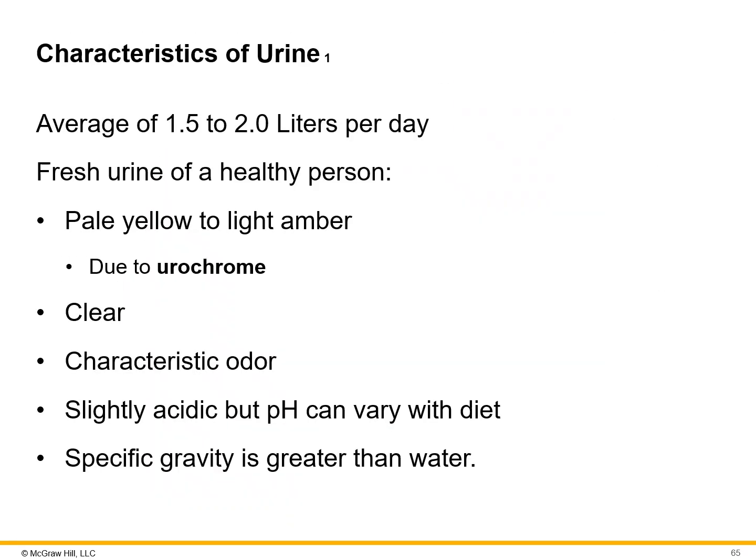Okay. Characteristics of urine. So a healthy person should have pale yellow to light amber urine. That is due to the urochrome, which we talked about earlier. Your normal pH of your urine ranges from acidic to alkaline. That can vary with your diet. It can be a little bit more acidic, or a little bit more alkaline, or kind of a healthy balance of both. Let me go to the next slide and we'll talk about this.